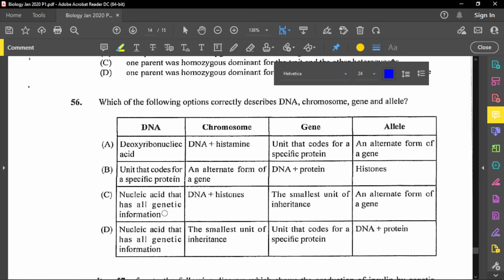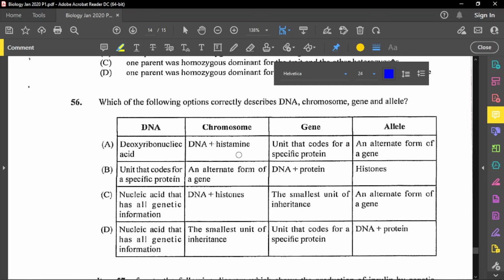Nucleic acid that has all genetic information, that's also DNA. Nucleic acid that has all genetic information, it's the same thing as DNA. So all the columns here are good for that one. Let's look at chromosome now. For chromosome, we say DNA plus histone protein. Yes, that is definitely a true thing right there.